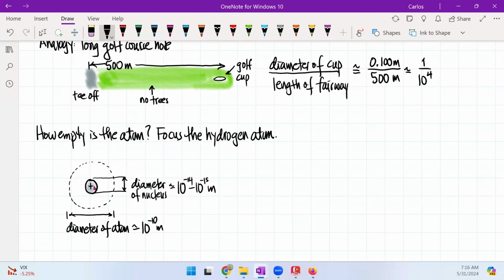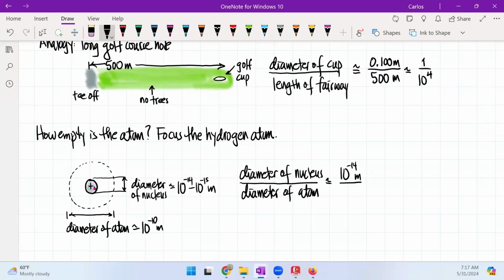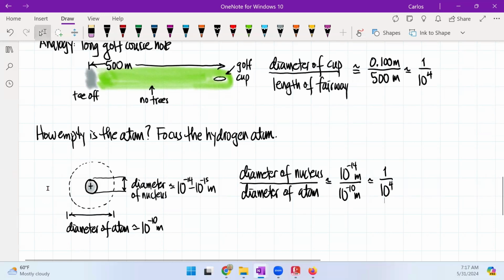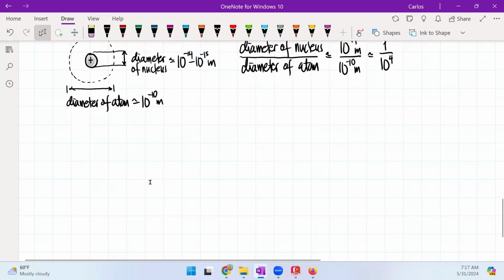So now, if I look at the same ratio as before, the diameter of the nucleus to the diameter of the atom, the biggest that this number could be, let's say, is 10 to the negative 14 meters divided by 10 to the negative 10 meters, and that's about one part in 10,000. So when people talk about the emptiness of the atom, we can equate that to the emptiness of a long golf hole.